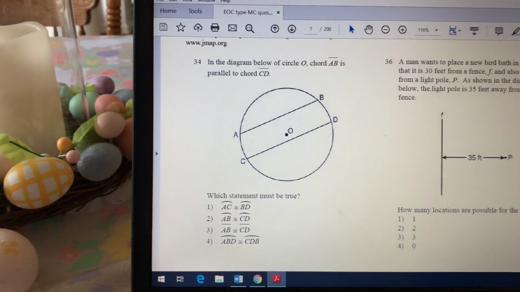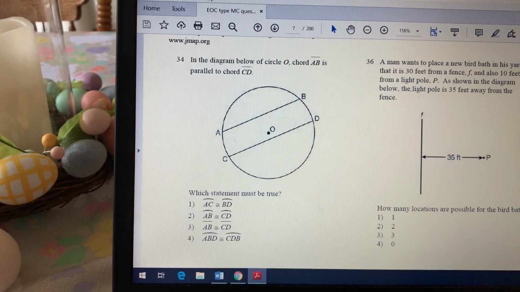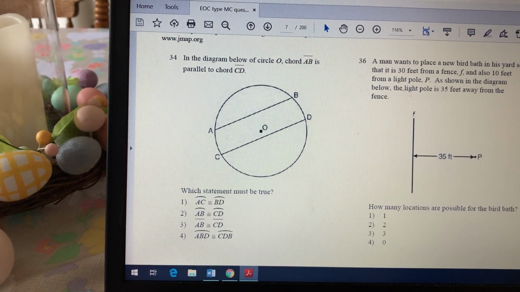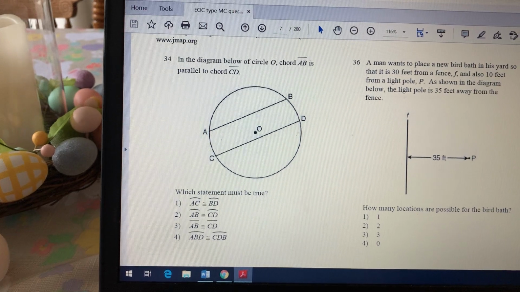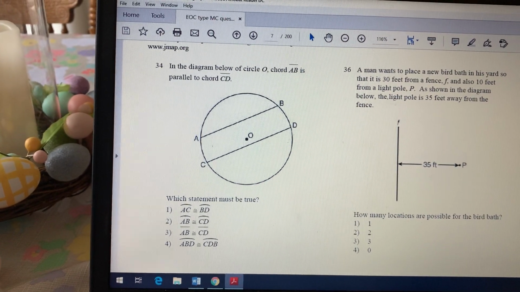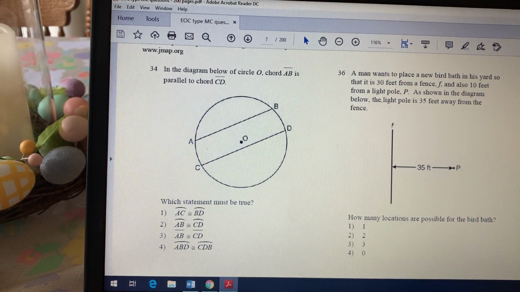Welcome back to the videos on the 200-page packet. We are picking back up with page 7. There's actually only 4 questions on this one and only a limited amount of work you need to do. Okay?